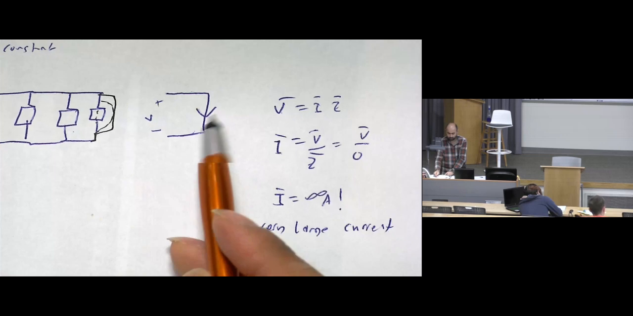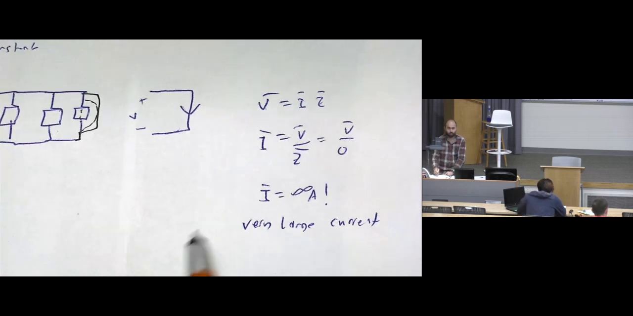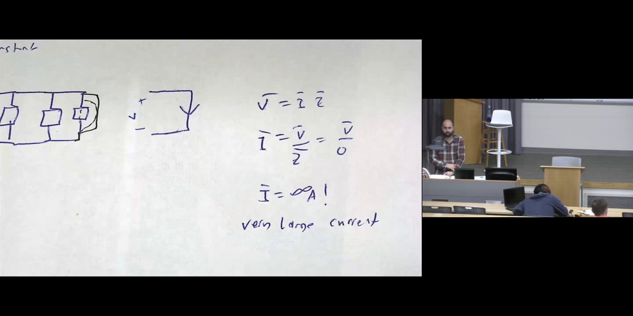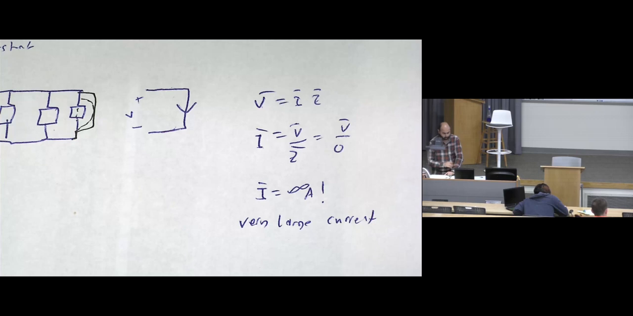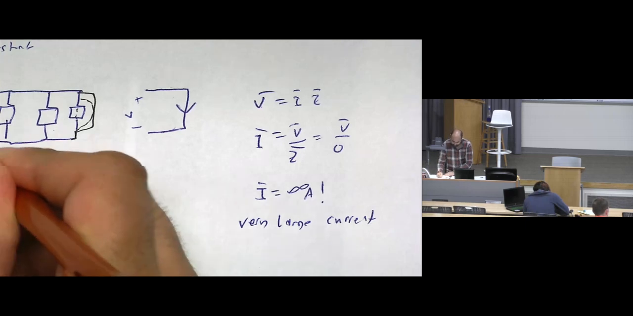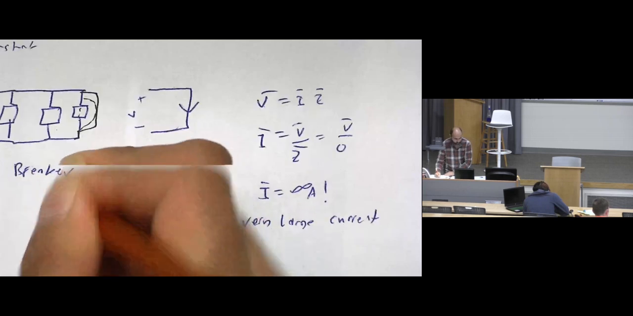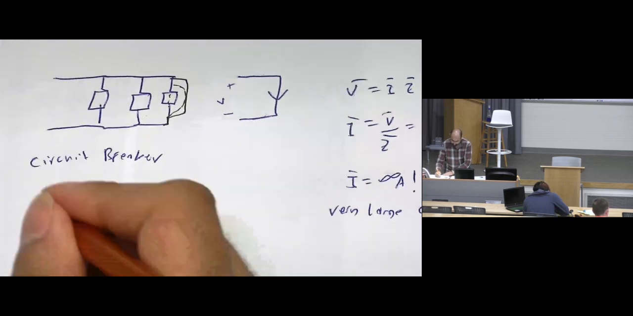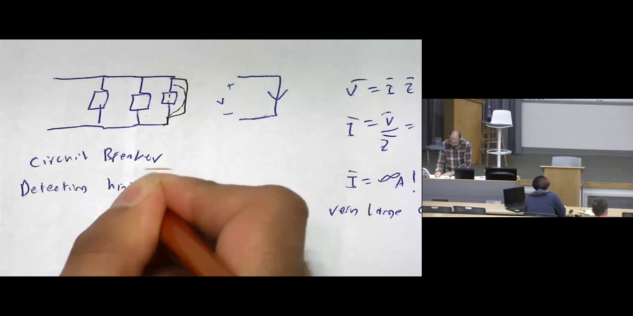So if anybody touches any electrical utility parts without clearing that short circuit, he will get shocked, and all of the equipment will be affected. So in order to protect your home and your devices, there will be a circuit breaker. The circuit breaker is detecting high currents.